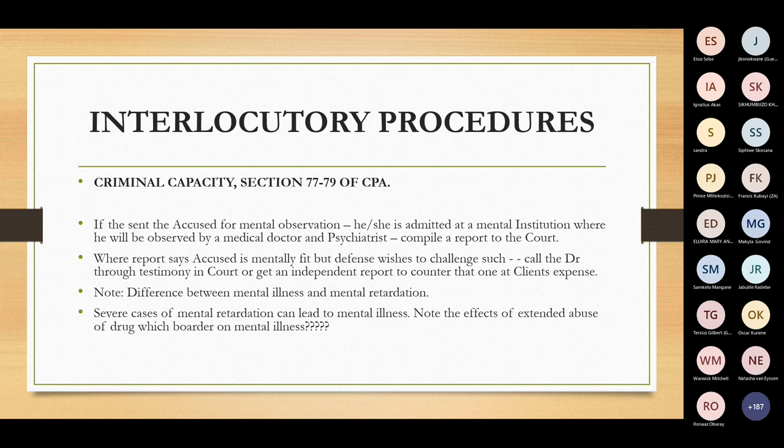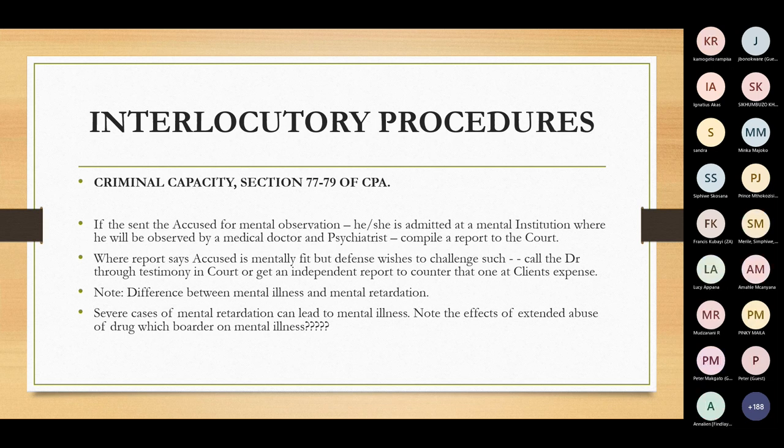So if the accused is confirmed to have mental retardation, if they stay on their medication and it's not a severe case, they are able to fully understand the proceedings of court, and they would say that they are fit to stand trial. Now, obviously, if the case is severe, then it can lead to a mental illness. And also, please note that the effects of extended abuse of drugs can also lead to an accused person having a mental illness. So, yeah, that is all I wanted to say there.